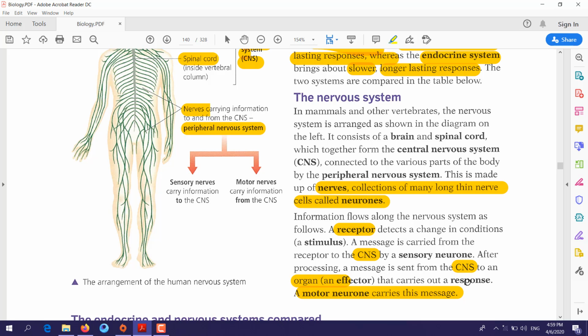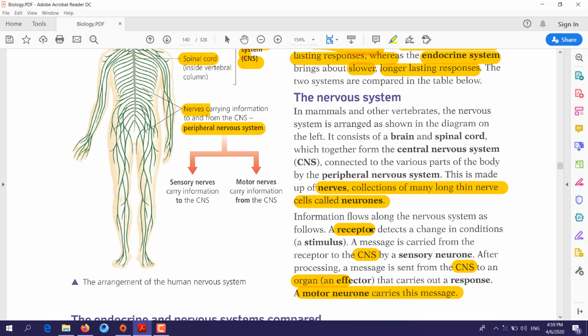After that, what will happen? You will pull your finger. This message will be transferred from the brain, from the CNS, to your organ, which is the finger here, by what? By a motor neuron.